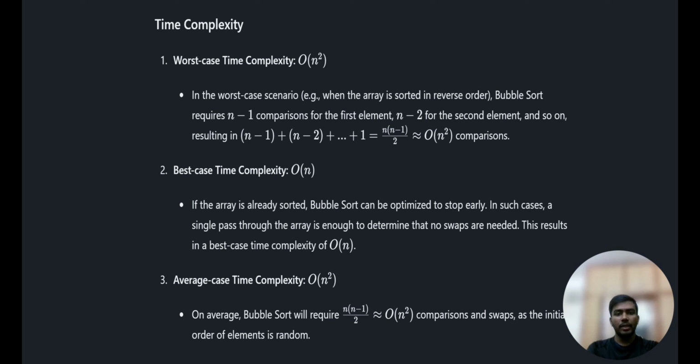Best case complexity, n. If the array is already sorted, bubble sort can be optimized to stop early. In such cases, a single pass through the array is enough to determine that no swaps are needed. This results in the best case complexity of n. Average case complexity, n square: on average, bubble sort will require n into n-1 by 2, which can be written as n square comparisons and swaps, as the initial order of elements is random.